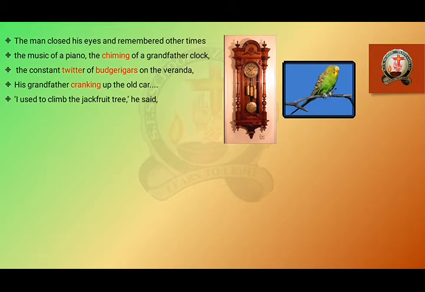And after this, he said that I used to climb the jackfruit tree, opening his eyes. And on closing his eyes, he used to remember all these things. What are the things? Music of a piano. Maybe his grandparents had a piano, and they might use it for singing songs. The music of a piano, the chiming of a grandfather clock, the constant twitter meaning the sound of an Australian parrot, and the grandfather cranking up the old car. And now he is opening his eyes, saying that I used to climb the jackfruit tree.